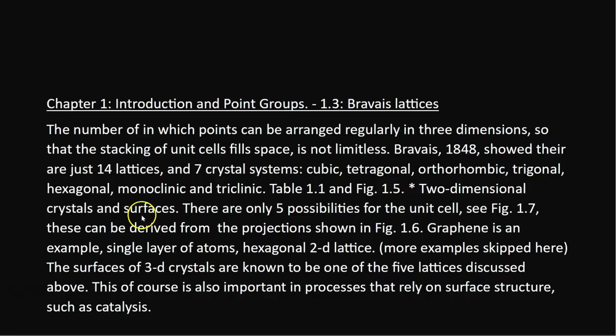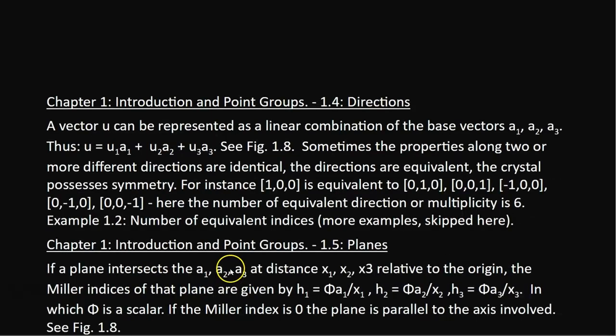Two-dimensional crystals and surfaces. There are only 5 possibilities for the unit cell. See figure 1-7. These can be derived from the projections shown in figure 1-6. Graphene is an example. A single layer of atoms, a hexagonal 2D lattice. More examples are in the book, but I have skipped them. The surfaces of 3D crystals are known to be one of the 5 lattices discussed above. This is of course also important in processes that rely on a surface structure, such as catalysis.